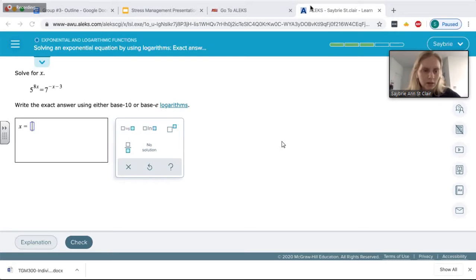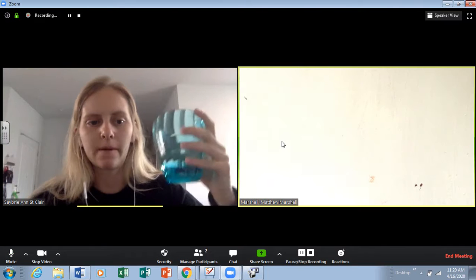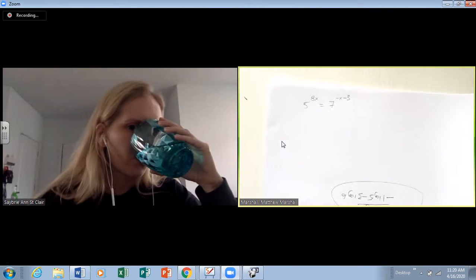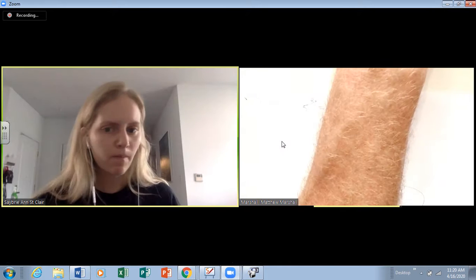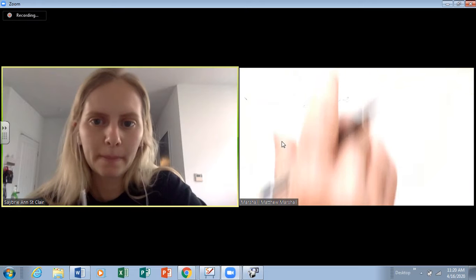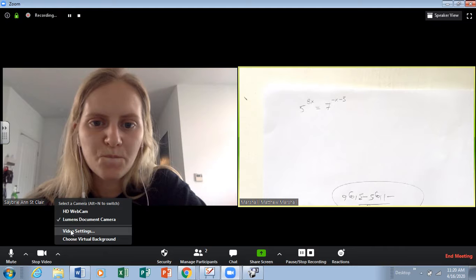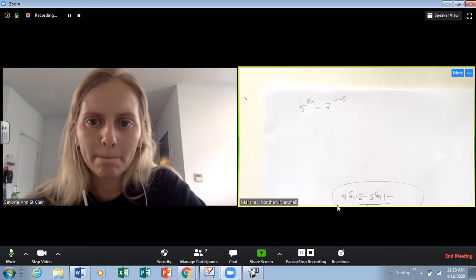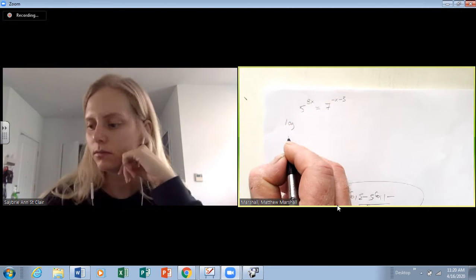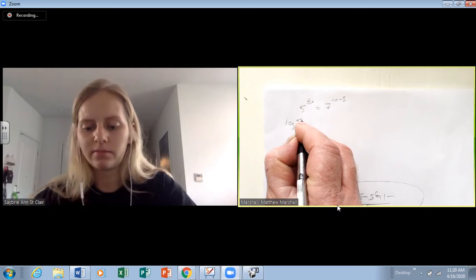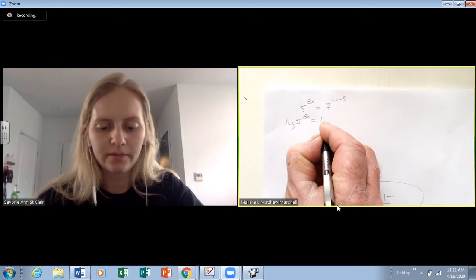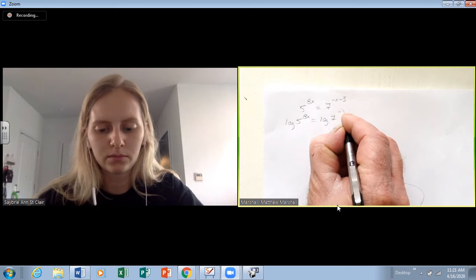5 to the 8x equals 7 to the negative x minus 3. So done the exact same way. Are you ready? So I'm going to log it out. Let's see if I can make this bigger. Let me try one thing here. All right, so I'm going to write this as log 5 to the 8x equals log 7 to the negative x minus 3.